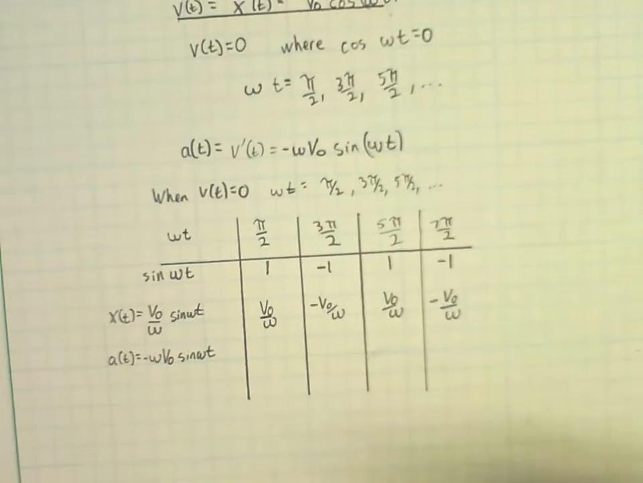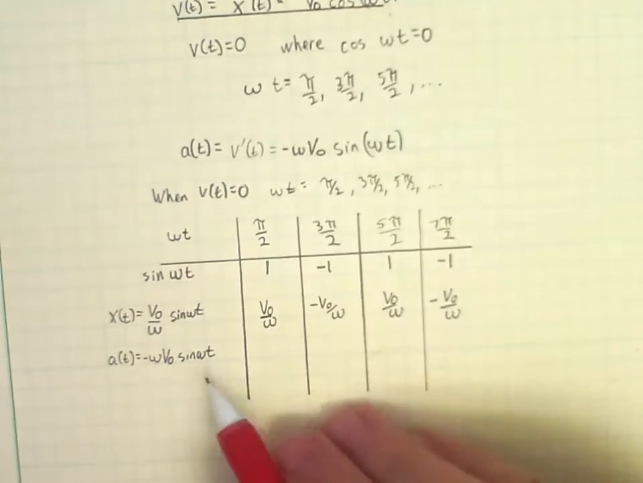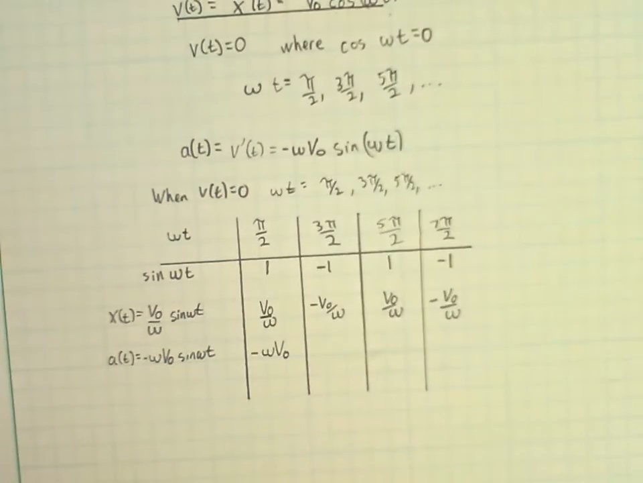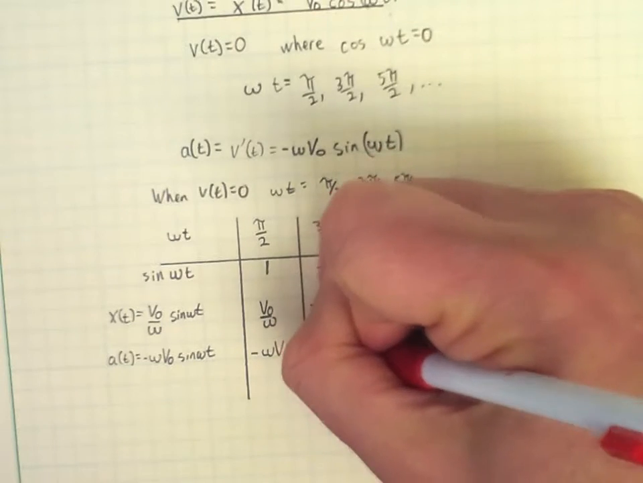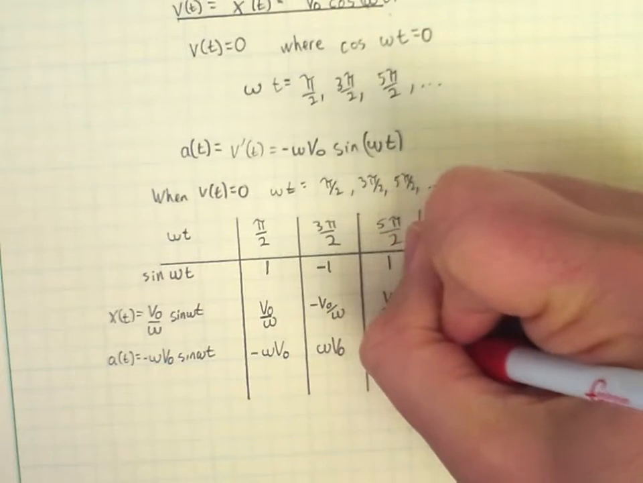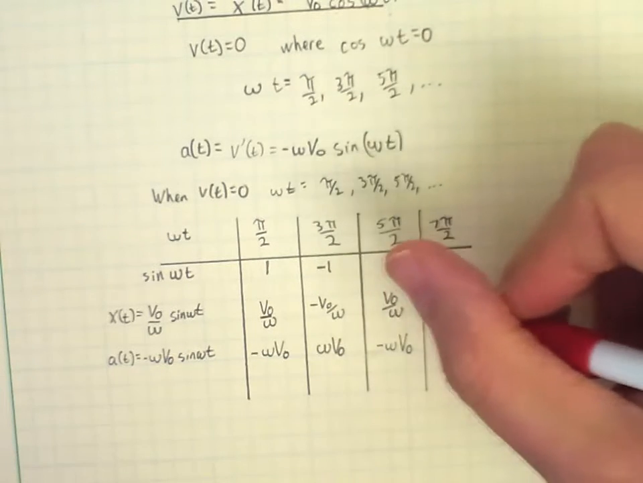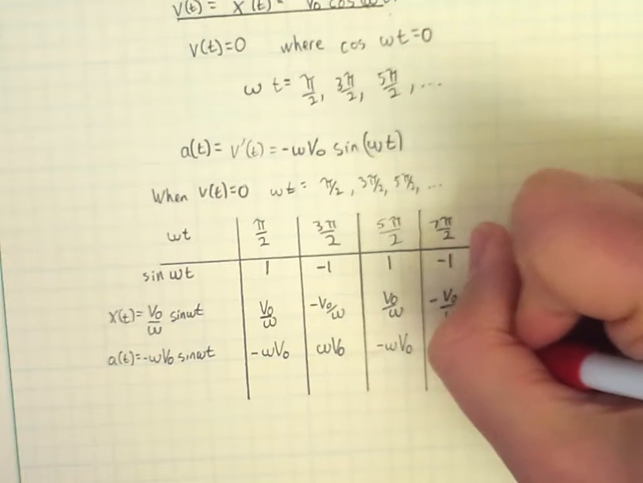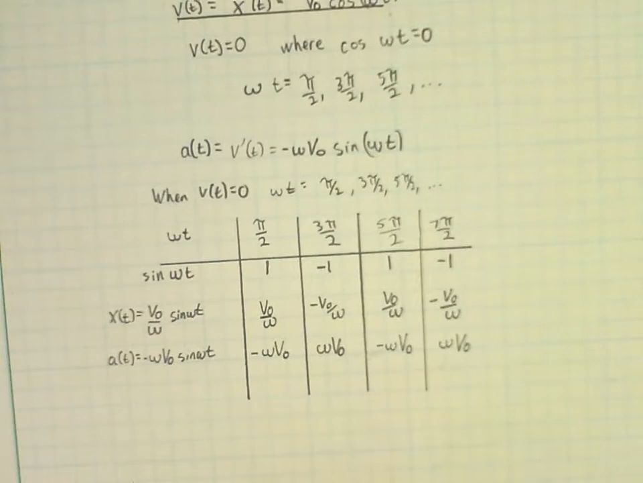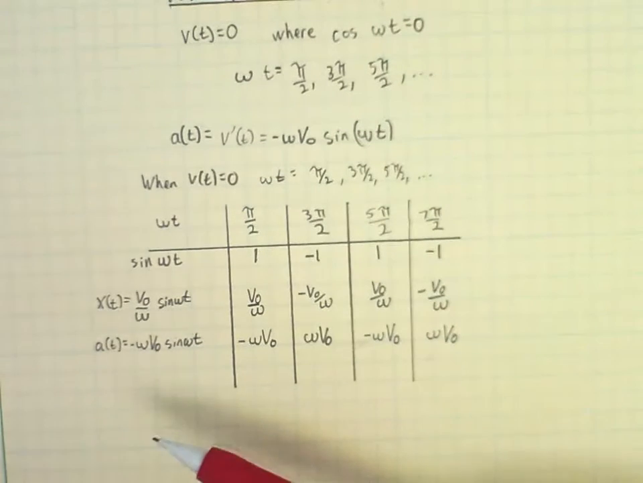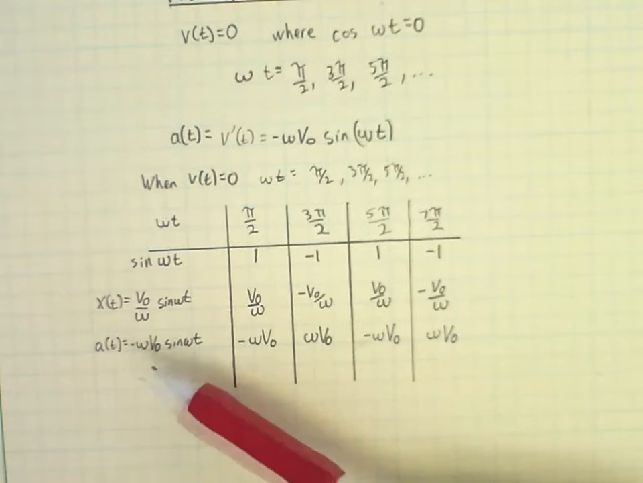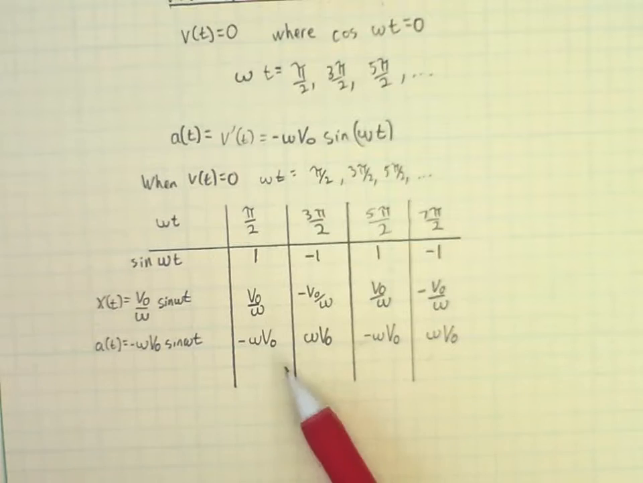By the same token, what's going on with acceleration? If sine is 1, then this is negative omega times v0. If it's negative 1, we're back to positive omega times v0. If the sine is positive, we get negative for the acceleration, and when the sine is negative, we get positive for the acceleration. So acceleration, similarly, is at its maximum levels, just bouncing back and forth at that maximum amount, the amplitude, just the opposite way.